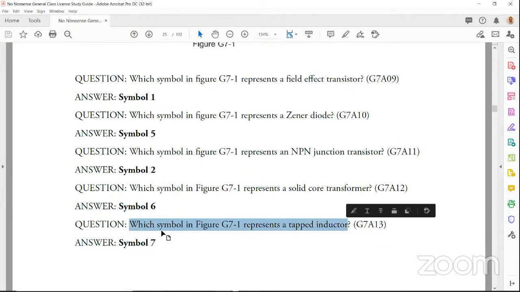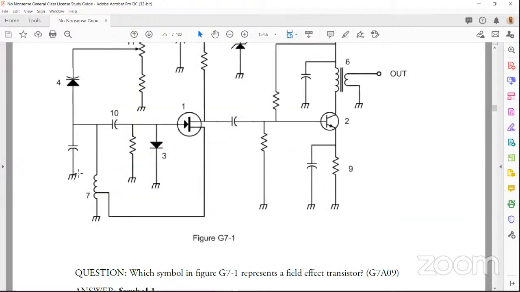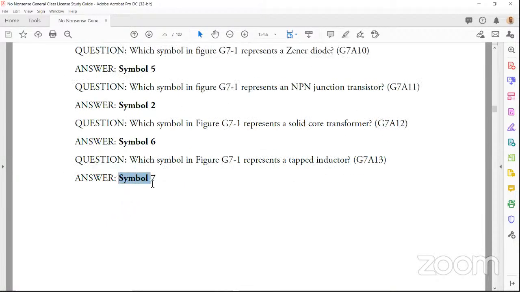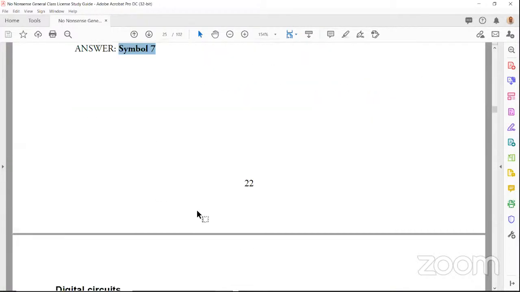Next question in the question pool. Which symbol in figure G7-1 represents a tapped inductor? Well, we just said it in our previous question, so let's go straight to it. Here it is, our tapped inductor. What symbol is it? Symbol number 7. And that's the answer to that question, symbol 7.